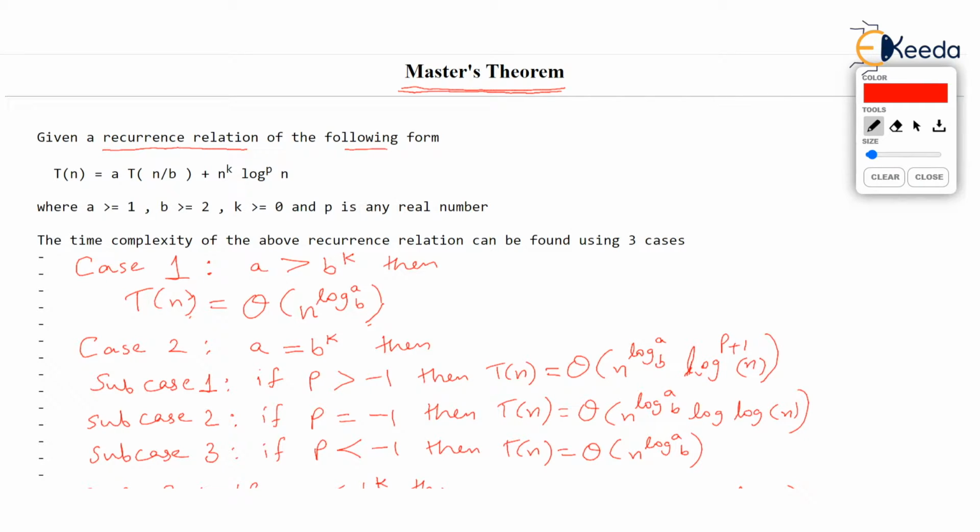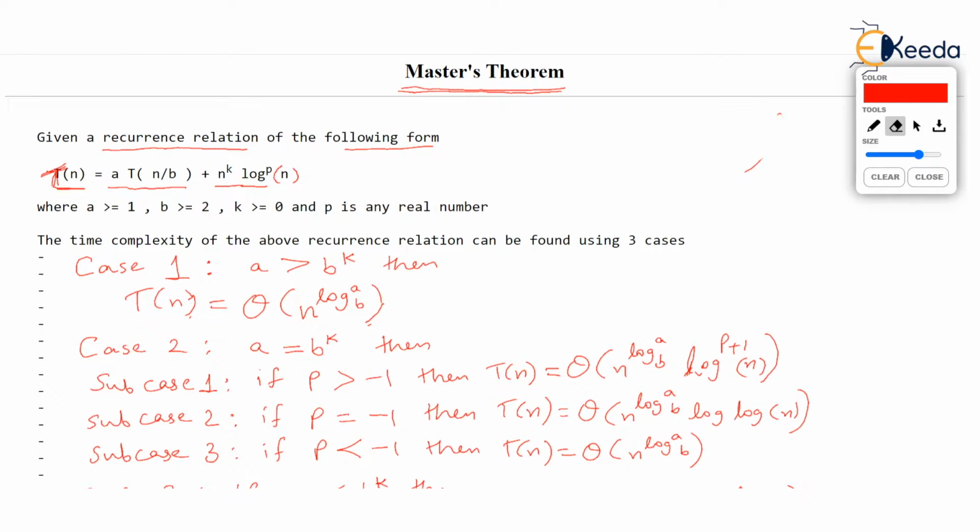You see, the form is T(n). So T is a function of n, where T(n) is given as a T(n/b) plus n raised to k log raised to p of n. This is log of n actually, but this is raised to p. Log is raised to p. So you could have written this as (log n) raised to p like this. So the recurrence relation should be of this form only.